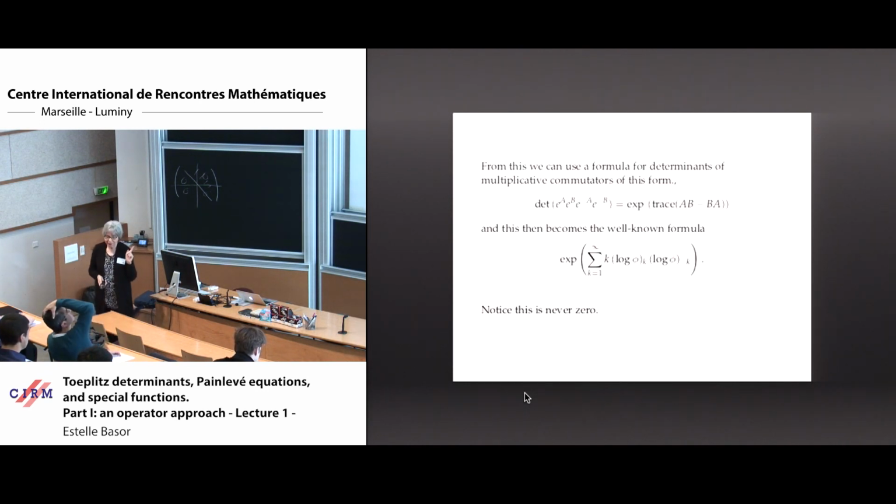So I gave a similar talk once, and then someone told me at the end it was trivial because the trace of AB minus the trace of BA must be 0. So I was being really silly.